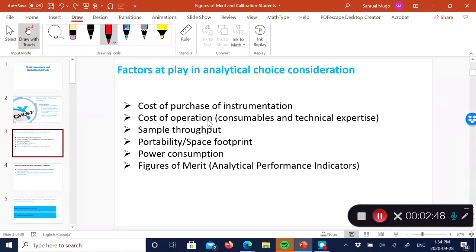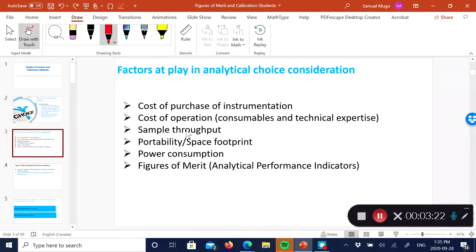If you compare an AAS to an ICP, the ICP is much, much more expensive to operate compared to an AAS. Also, the technical expertise required, for example, for a mass spectrometer is much higher, compared to a typical emission spectrometer. Other implications or things that you need to consider are sample throughputs.